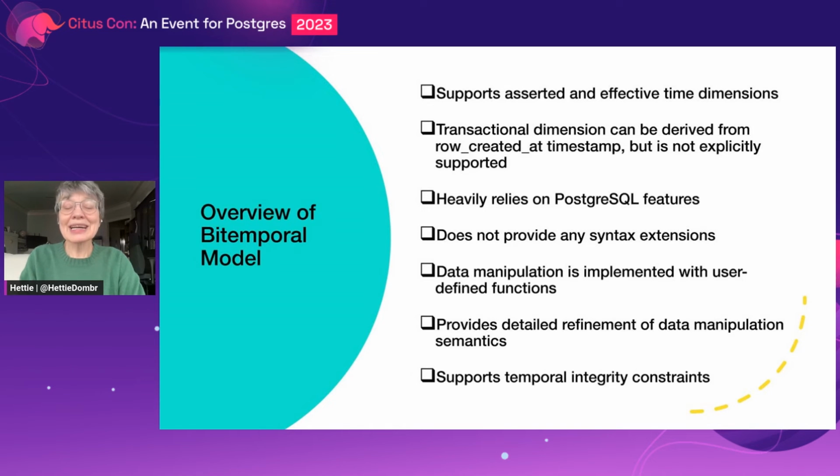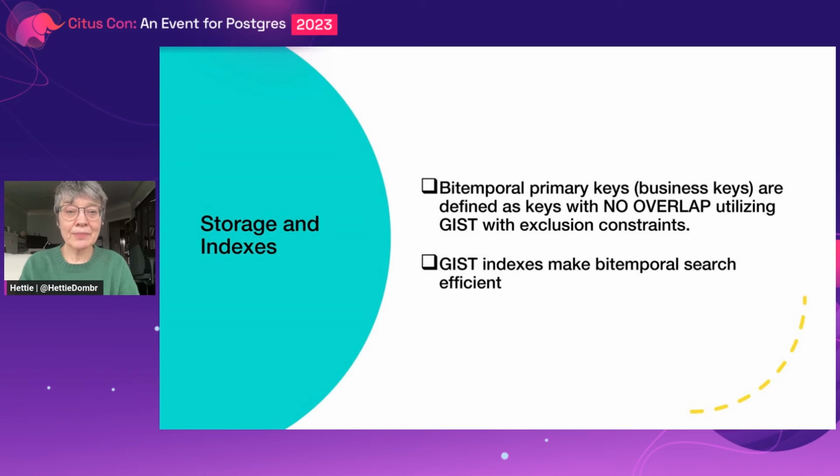The bitemporal model heavily relies on everything which Postgres has to offer. We use intervals, we use all these interval operators, we use GiST with exclusion. That's how we define primary keys, and that's how we define referential integrity constraints. In addition, we provide very detailed semantics of the ways bitemporal update operations work. So we have update, correction, delete, and inactivate. And we have support of integrity constraints.